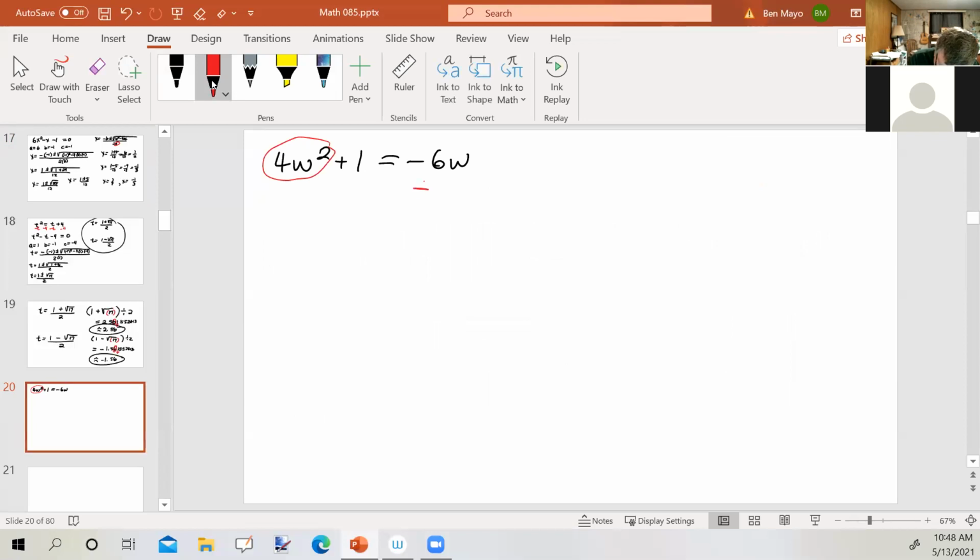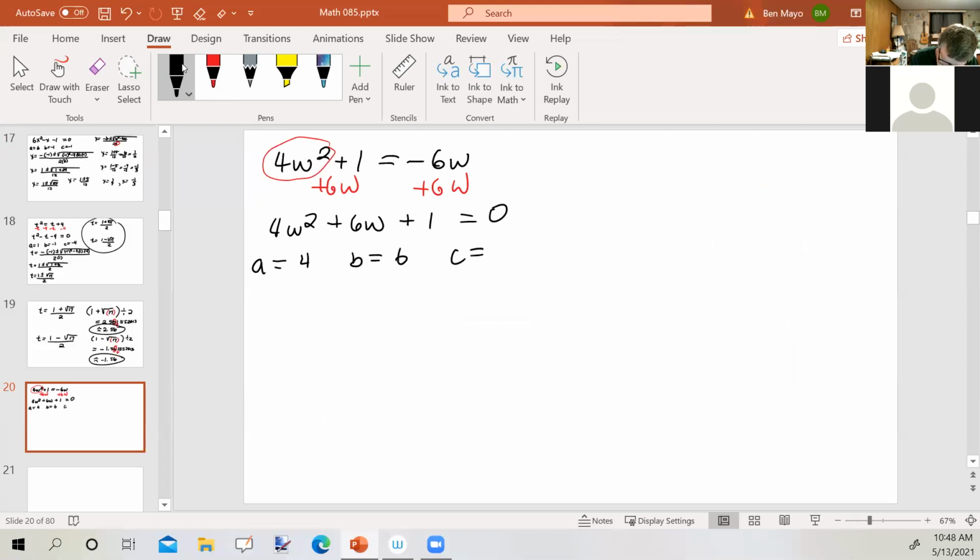Okay, so now I'm going to add 6w to both sides. So I'm going to get 4w squared plus 6w plus 1 equals 0. So now it's in standard form. A is 4, B is 6, and C is 1. Using the quadratic formula, W equals negative B plus or minus the square root of B squared minus 4AC all over 2A. Notice I changed it to W instead of X because our variable is W.